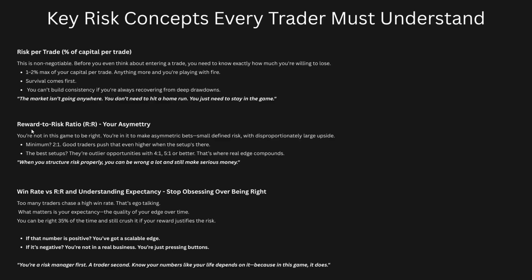The second part is the reward to risk ratio, often known as RR, or what some people call R. Okay, it's your asymmetry. You're not in this game to be right. No trader is right 100% of the time, and that's absolutely fine. Generally, as a rule of thumb, I look for a minimum 2 to 1, okay? 2 to 1 setups or a 2R setup.